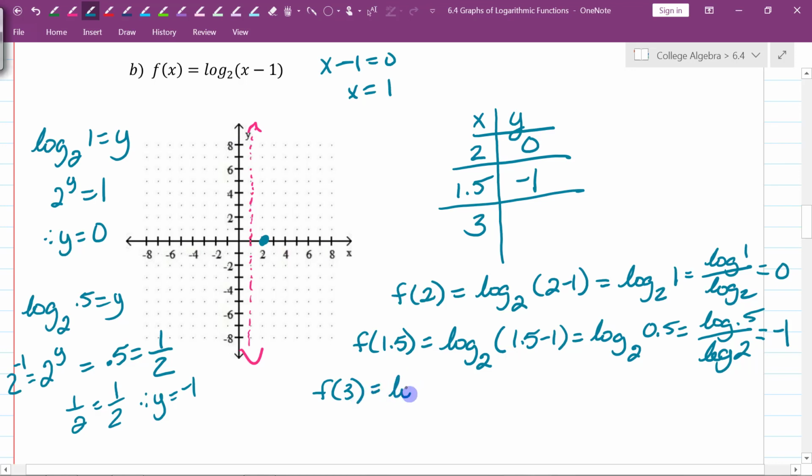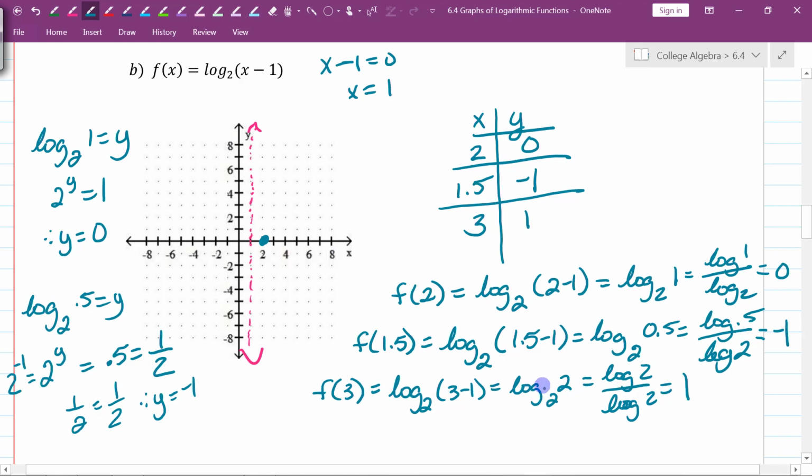This would be log base 2 of 3 minus 1, which is equal to log base 2 of 2, which equals log base 10 of 2 divided by log base 10 of 2. Same thing, so that's going to be equal to 1. That would be one option of solving for this. Let's look at another option.